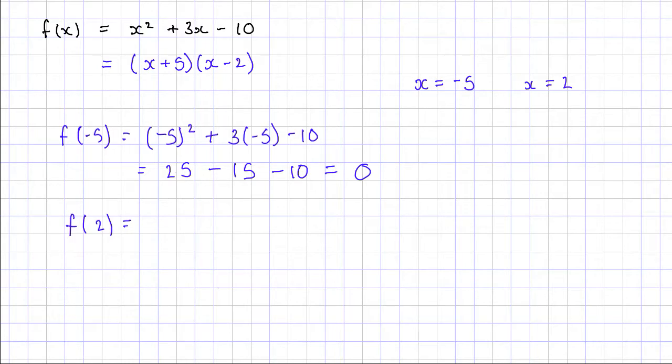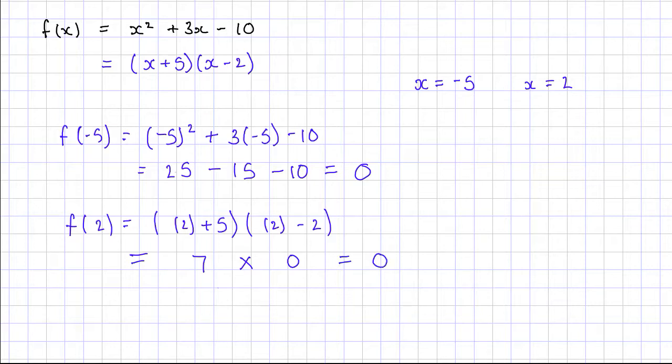Now the next one, for this next one, I'll actually use the bottom one. I can use the top one as well, but maybe that's something you can do. So I'll say 2 plus 5 times, so 2 minus 2 here. Now in this bracket I have 2 plus 5, which is 7. So 7 times 2 minus 2 is 0. So I have 7 times 0, and that's equal to 0.